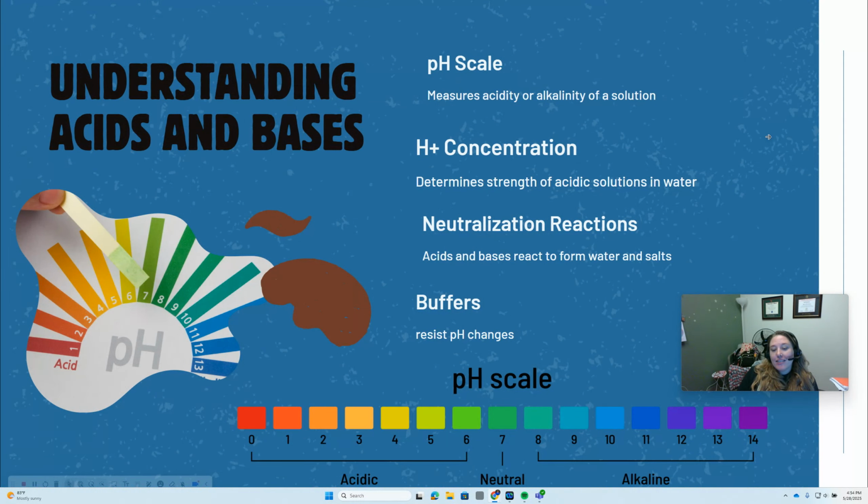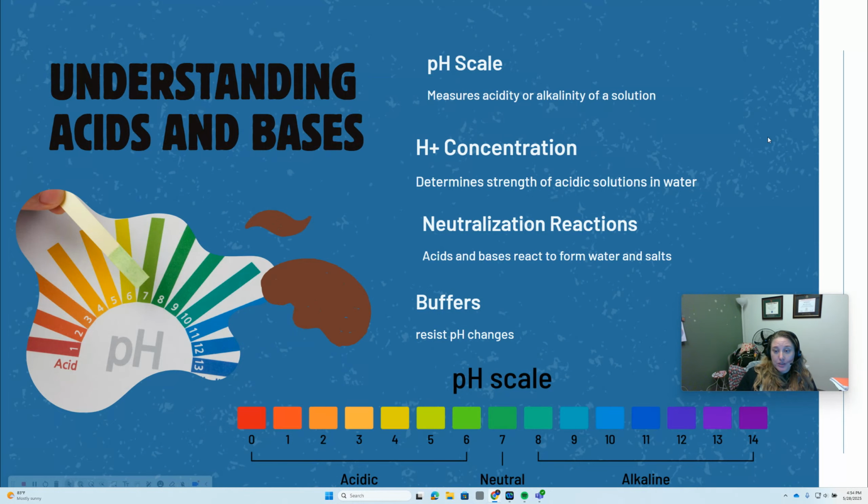If we are not having too much hydrogen, we're taking it away or we're getting more hydroxide, OH, then we are going to measure 8 to 14, with 14 being our strong base. And then, of course, 7 is pure water that is neutral.